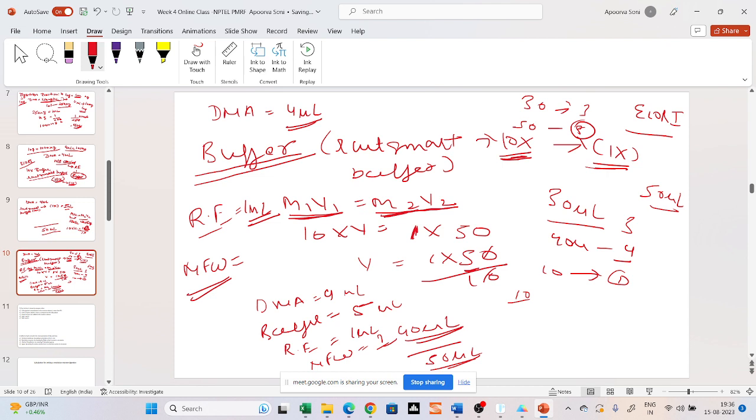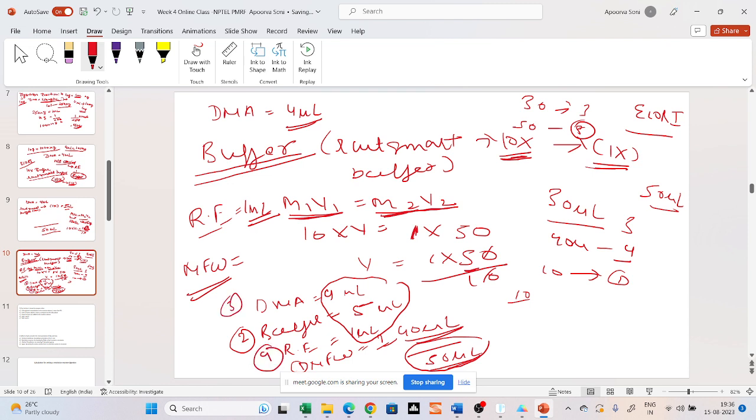Yes, ma'am. So suppose if you have to set up a 50 microliters reaction, then you will calculate all the reagents that you have to add, and whatever is the remaining part, that much NFW you have to add. Okay, but when you are setting up a reaction, always you have to add NFW first, then you have to add the buffer, then you can add the DNA, and then you can add the restriction enzyme.